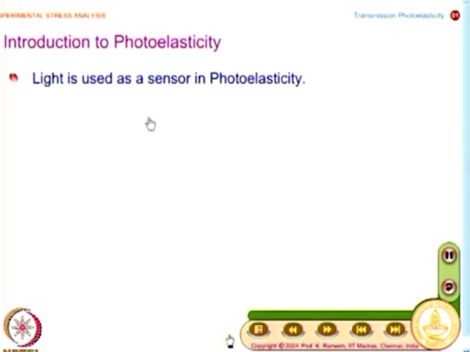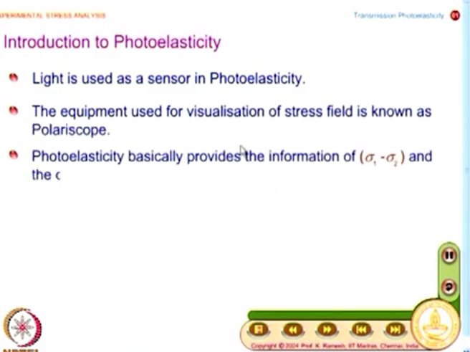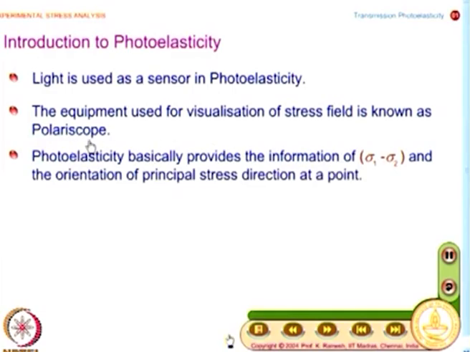Look at the introduction to photoelasticity, and once you come to photoelasticity, the important concept is that light is used as a sensor. So, when it is used as a sensor, I should know what is the property of the light which is impinging on the model completely. And the equipment that you use for visualization is called a polariscope, and you essentially use polarization optics to reveal the stress information.